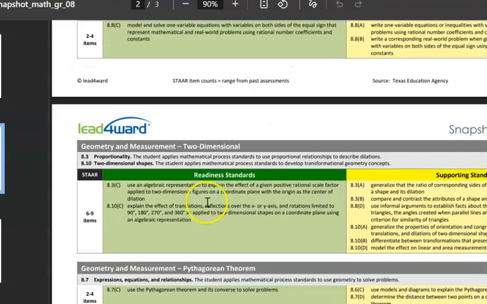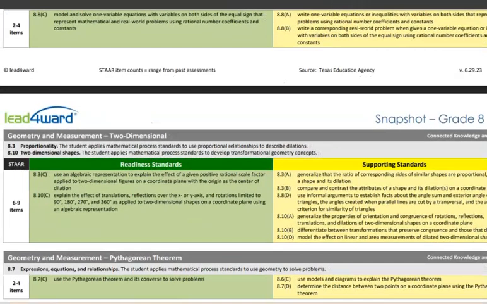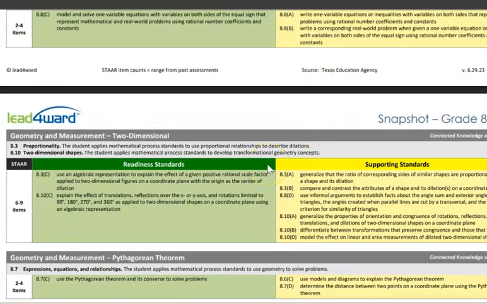What I want to do is go to Lead Forward, and what I have here is the 8th grade standards. I just pulled up the geometry and measurement section here, and I want you to notice here, at 8.10c, explain the effect of translations, reflections over the x or y axis, and rotations limited to 90, 180, 270, and 360 degrees applied to two-dimensional shapes. And that's basically the gist of what we're going to do in this lesson. We're going to focus on translations, reflections, and rotations, and we are going to limit the rotations to these increments of 90-degree rotations: 90, 180, 270, and 360.